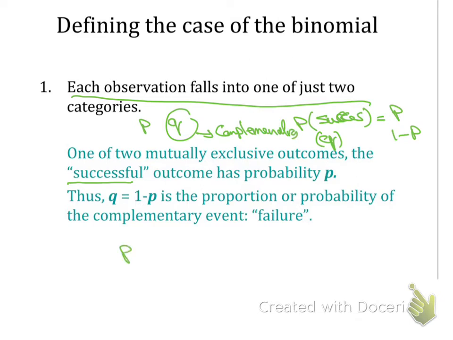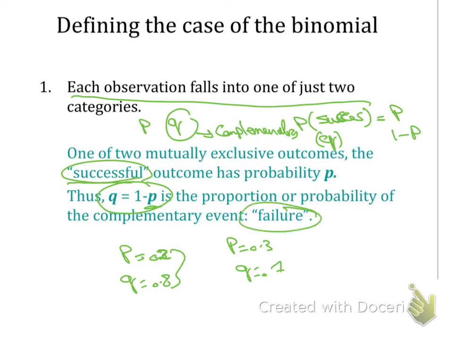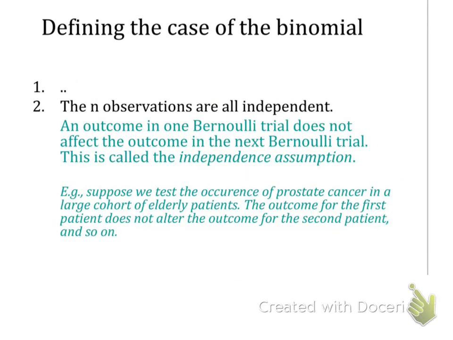So if P is 0.2, Q will be 0.8, complementary. Both together will add up to 1. If P is 0.3, Q will be 0.7, and so on. So Q equals 1 minus P. This is the probability of success, for example, and the other one failure. Success and failure, both together should be complementary. If one of them is P, the other one will be 1 minus P.